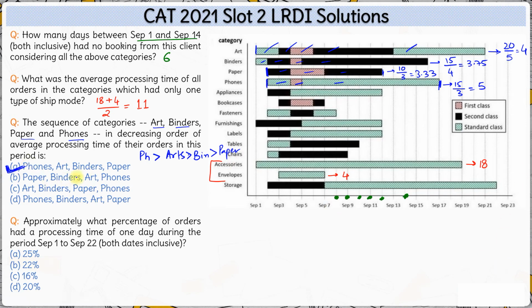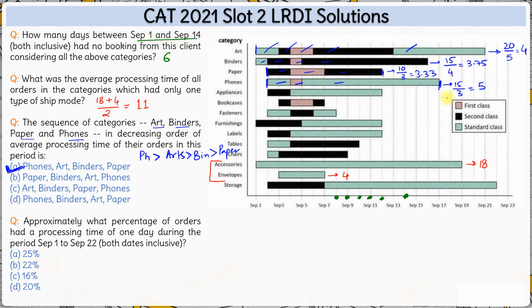Now in the last question we have: approximately what percentage of orders had a processing time of 1 day during the period September 1 to September 22. So we have to look at the whole duration and figure out what percentage of orders had a processing time of exactly 1 day. Fine. So let's look at how many orders there were in total.